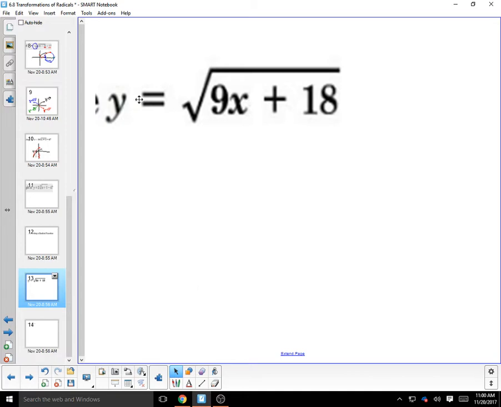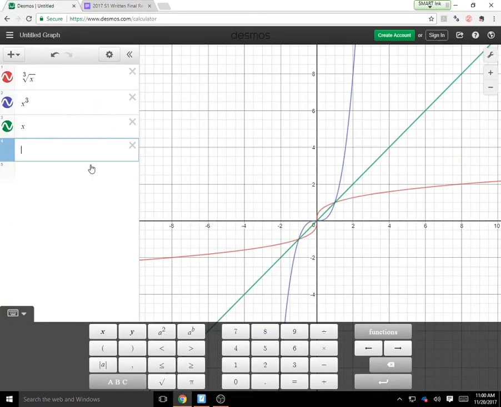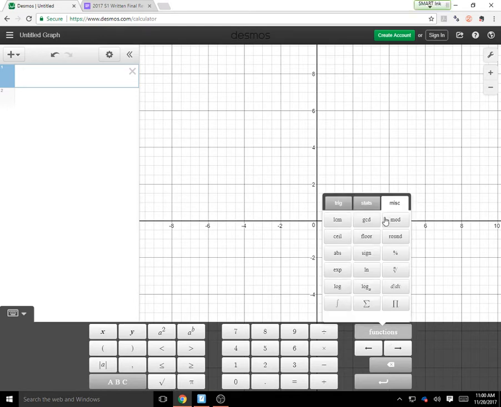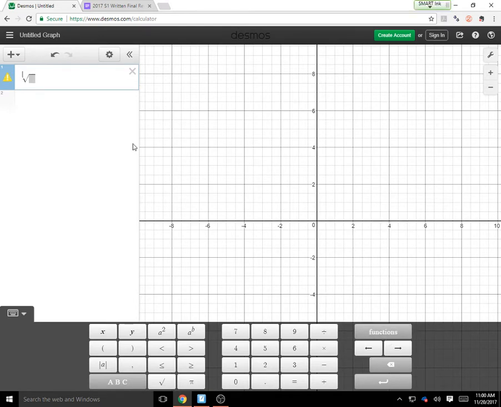Let's take a look. You guys want me to just punch it into Desmos? Well, I'm saying go for it. So let's see, what was it? The square root of 9x plus 18. There it is.